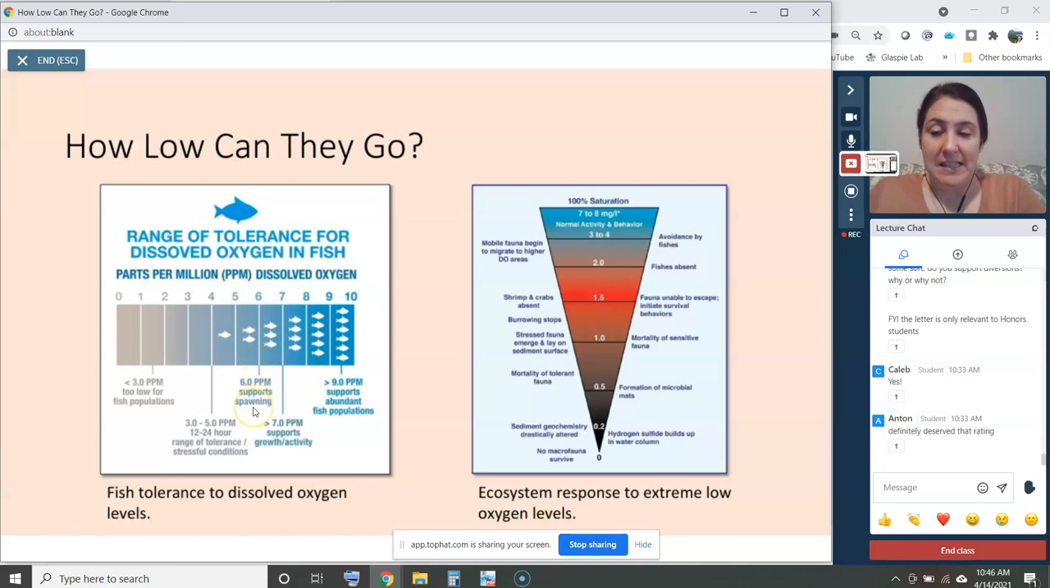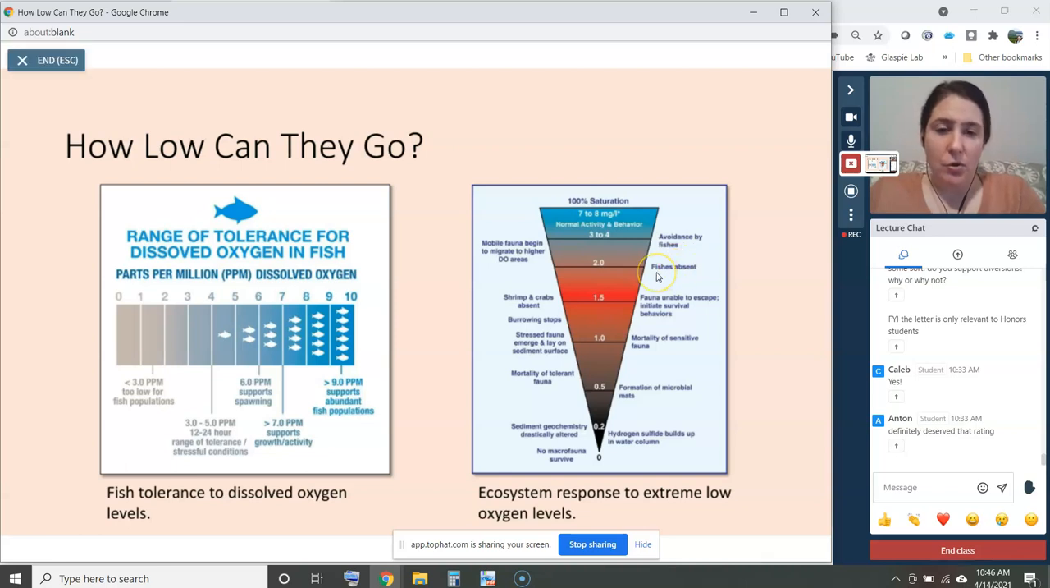At about 6, you stop getting spawning activity happening in some fish. And then when you get down to about 4, you start to have some severe issues. And this is typically the cutoff for hypoxia. So this wedge right here kind of shows you more of what happens once you get below 4. At 3 to 4, you start to have avoidance of the area by some fish.